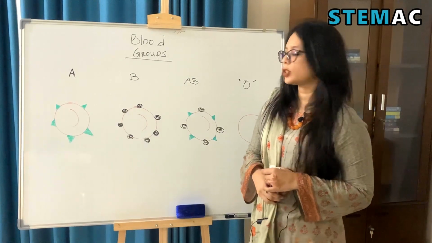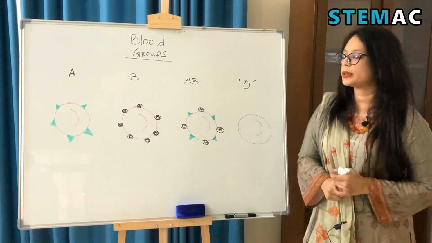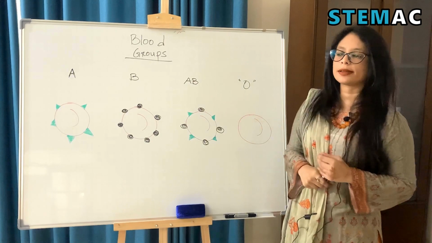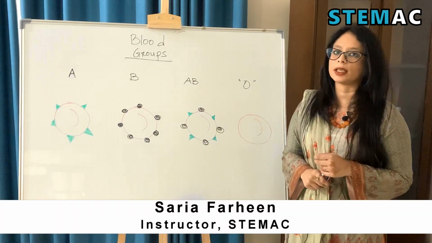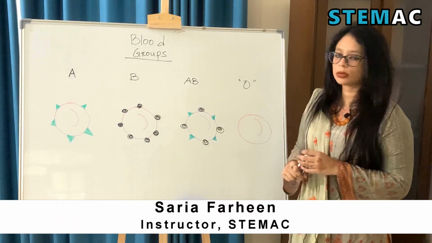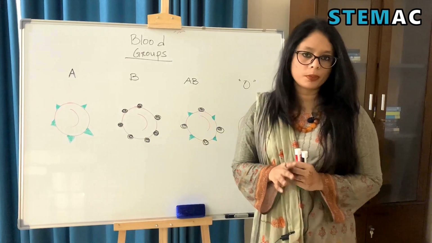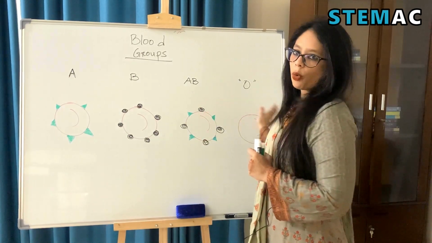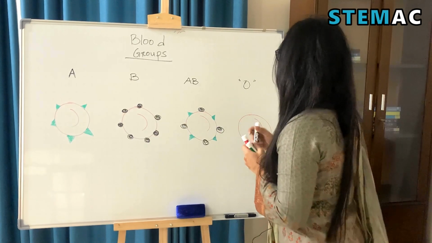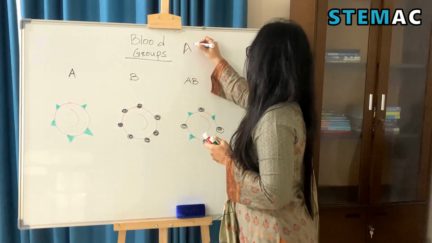Hi everyone, we're gonna talk today about blood groups. Pretty common thing, but a lot of people are still having some troubles with it. So let's go through the basics of blood group. As we all know, there are 4 blood groups: A, B, AB, and O. Basically, it's called the ABO blood grouping system.